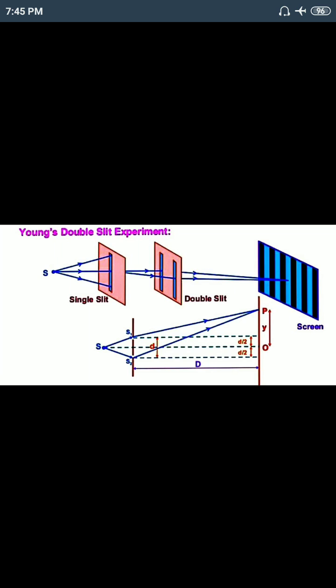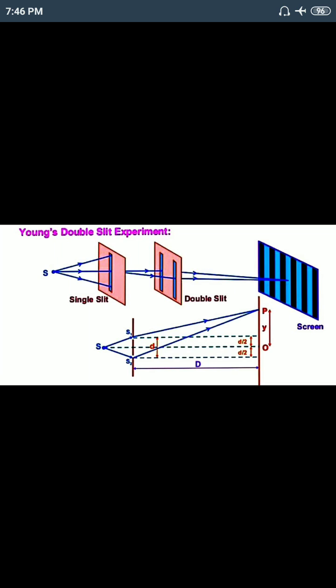So for the derivation of fringe width, we use this diagram, the one below with a dotted line. In this diagram, you see the center point O, where we get the maximum brightness, the intensity is maximum. Direct light falls on the screen, that's why we get the bright fringe.